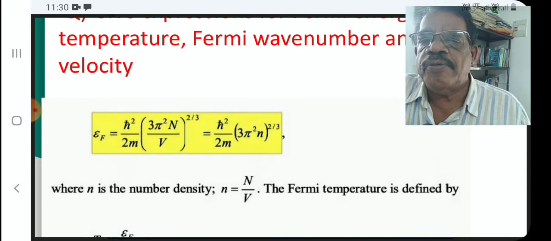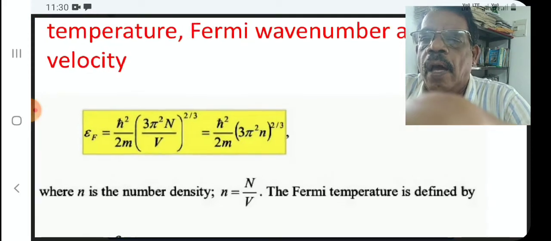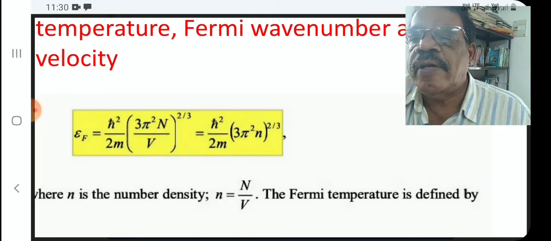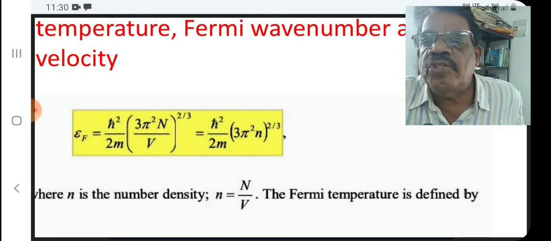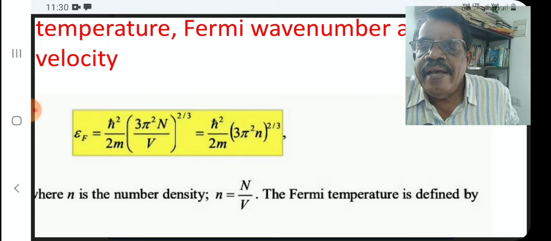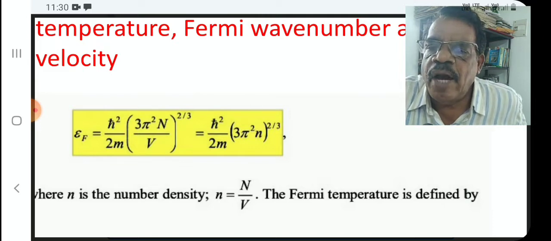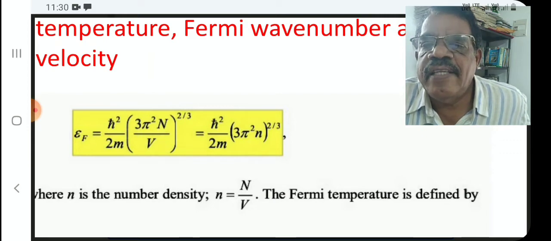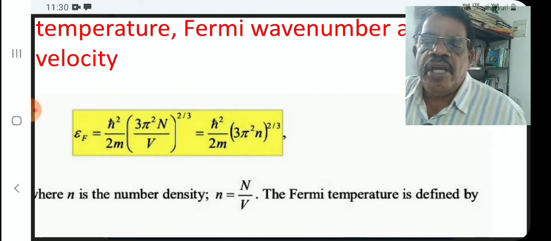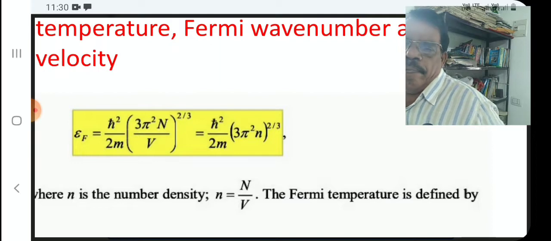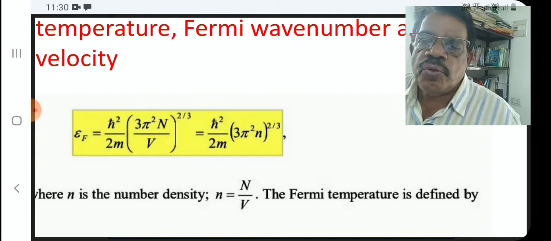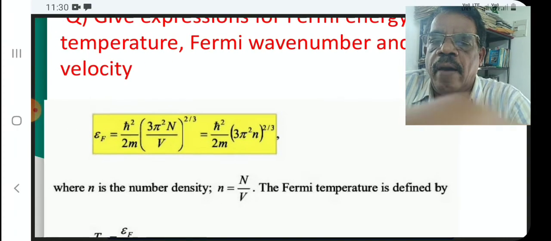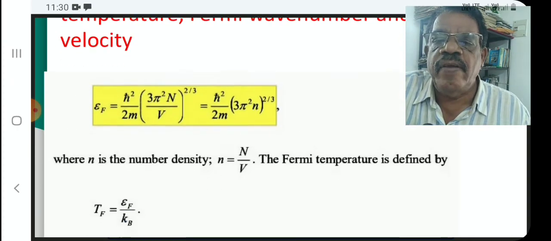Some important terms are here, or you have to study them. Fermi energy EF is h square by 2m into 3 pi square N by V raised to 2 by 3. N by V, capital N by V, Avogadro number by molar volume, we write as small n, electron density. Then we get h square by 2m into 3 pi square n raised to 2 by 3. Here n is electron number density, small n is N by V.